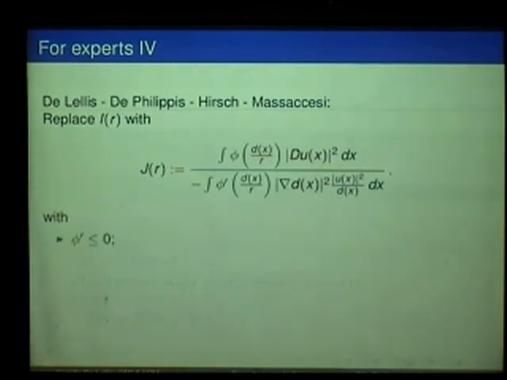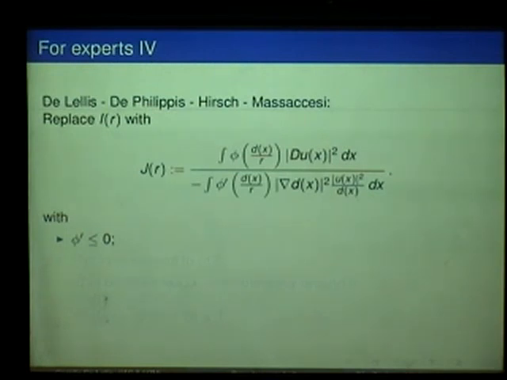So phi is a cutoff function. It's a compactly supported function, depending only on one variable, and we want phi to be non-increasing. So the derivative of phi is less than or equal to 0. In particular, this quantity is positive, because I have minus phi prime.